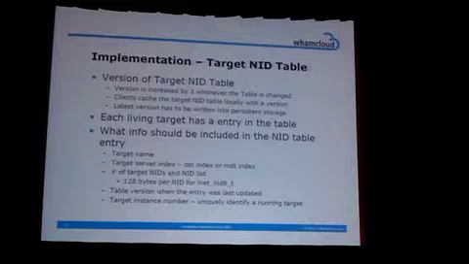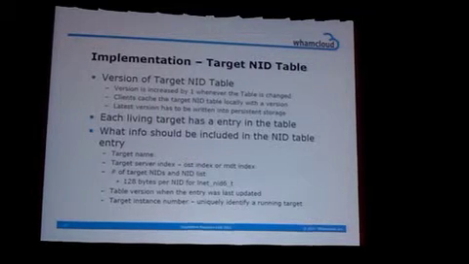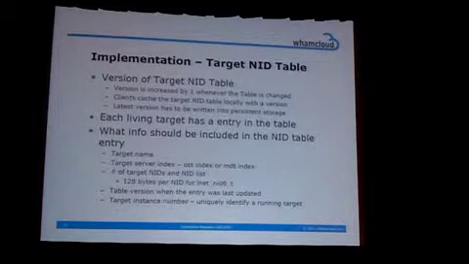Okay, so let's talk about the implementation of the target NID table. The target NID table is versioned, and the version number is increased by 1 whenever the table is changed. And the latest version has to be written into persistent storage. This is because the client can be confused if the MGS is restarted. Also, clients cache the NID table with the version number.